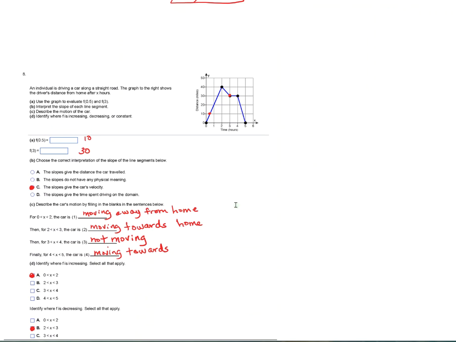Number 8, an individual driving a car along a straight road. The graph to the right shows the driver's distance from home after X hours. So here's the hours, here's the distance. Use the graph to evaluate f of 0.5 and f of 3. So at f of 0.5, I said that's right about here, and when you go up and hit our line, we're at 10. So that's about 10. F of 3, right here, we're at 30.